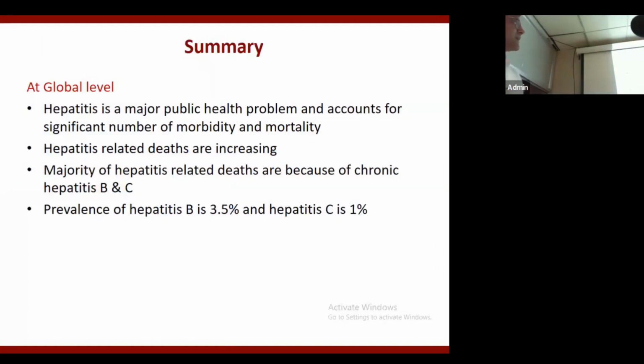At the global level, hepatitis is a major public health problem and accounts for a significant number of deaths. Its death number is increasing, morbidity is increasing. 96% of deaths due to hepatitis are caused by hepatitis B and C, and within B and C, B accounts for around two-thirds of the deaths, and Hep C one-third. Prevalence of B is 3.5% and C is roughly 1%. In India, it is 3% and 1% for B and C. If you take the Southeast Asia region, it is 2% and 0.5%. We are living in India, so we should know that for India, it is 3% Hep B and 1% Hep C.